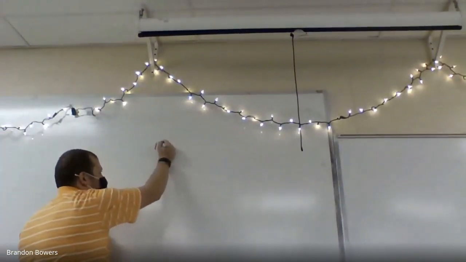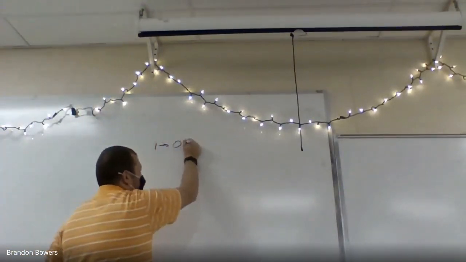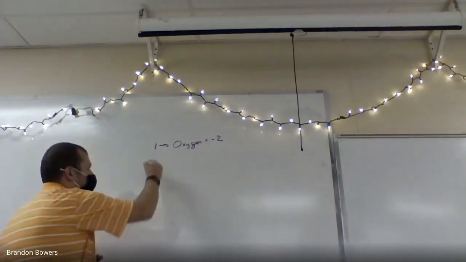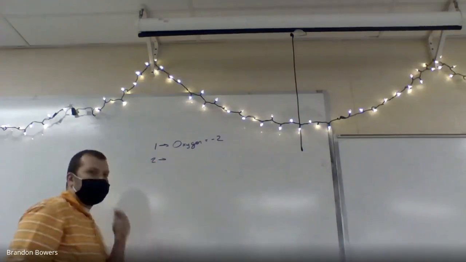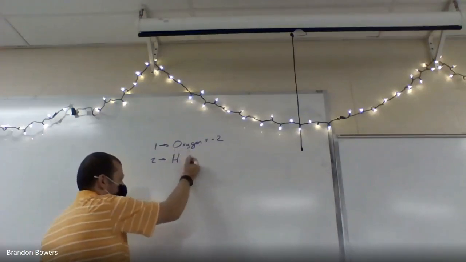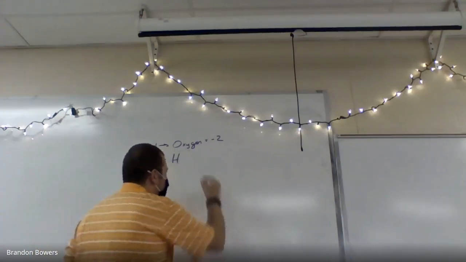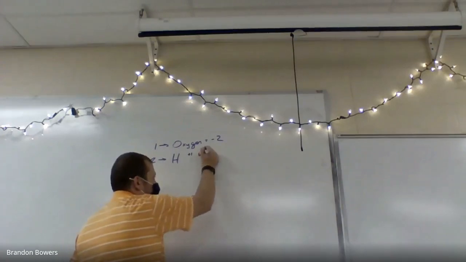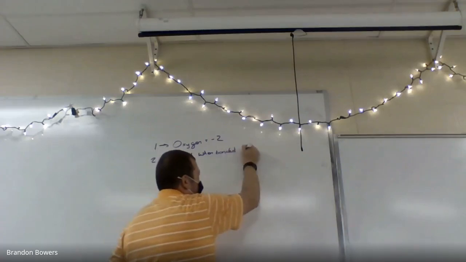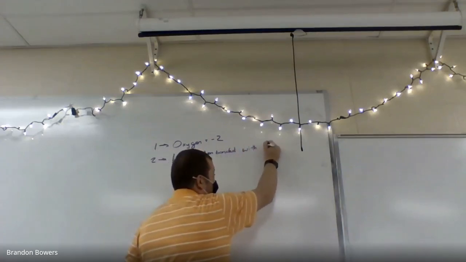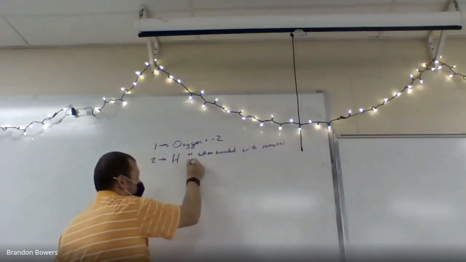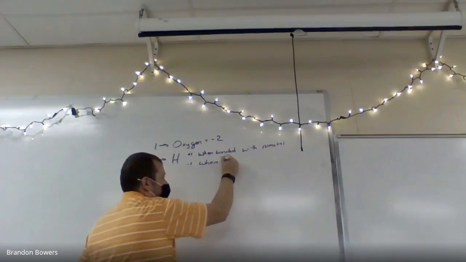Rule number 1. Oxygen is -2. Rule number 2. I'm not going in order because I don't have them memorized in order. Hydrogen is +1 when bonded with nonmetals, and -1 when bonded with metals.